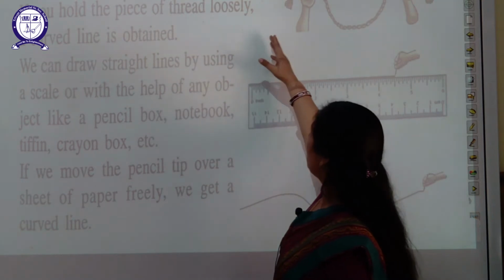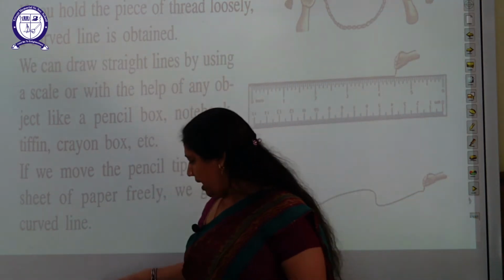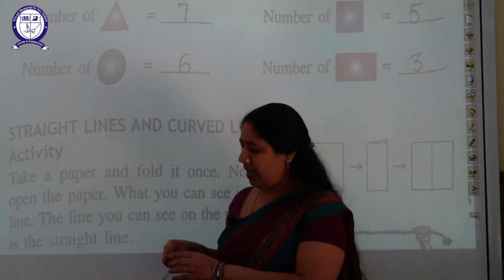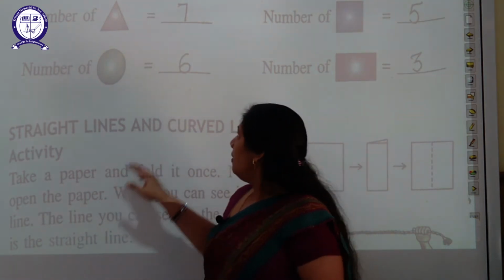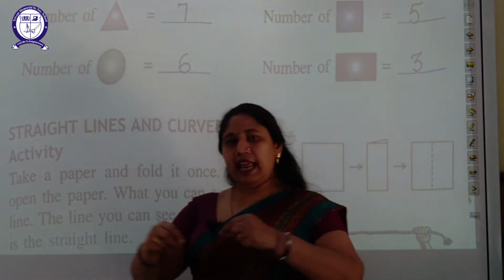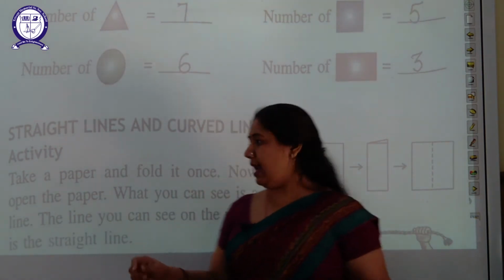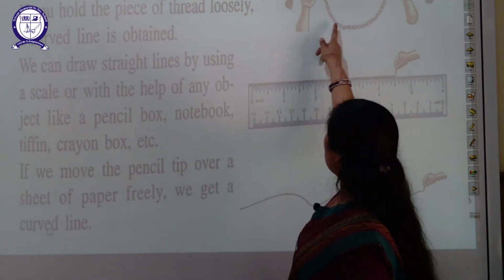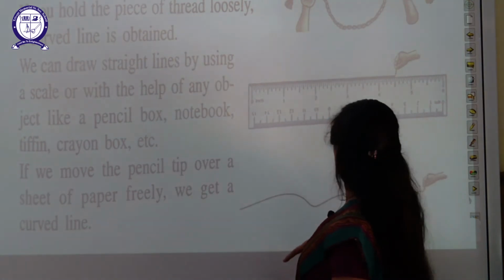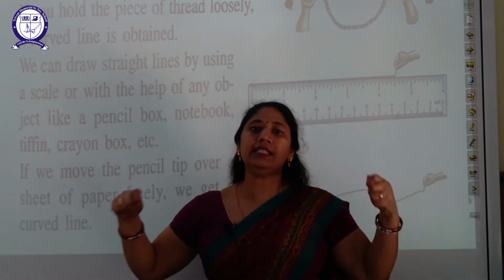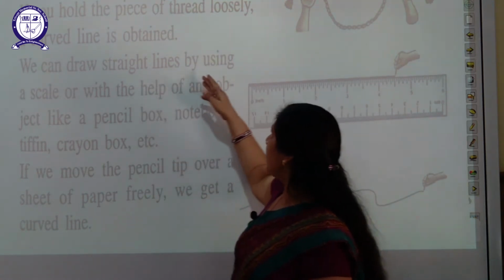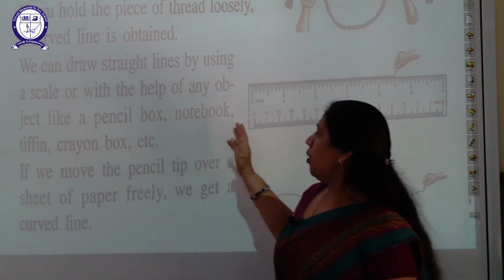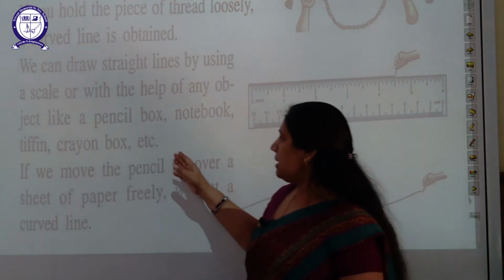If we hold a thread loosely, that is a curved line. When we stretch it, that is a straight line. Look here. When we loosen it, that is a curved line. When we stretch it, that is a straight line. So we can draw a straight line by using a scale or with the help of any object like a pencil box, notebook, tiffin, crayon box, etc.